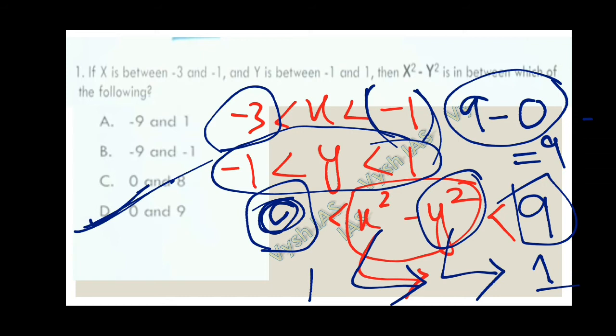So x square minus y square lies between 0 and 9. So option D is correct for question number 1.